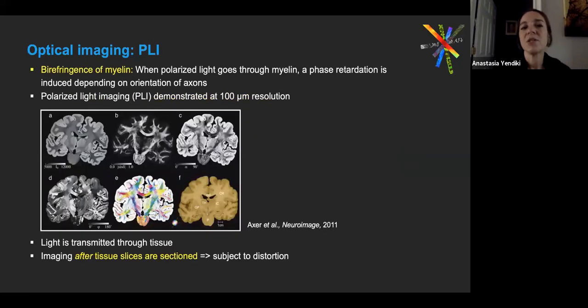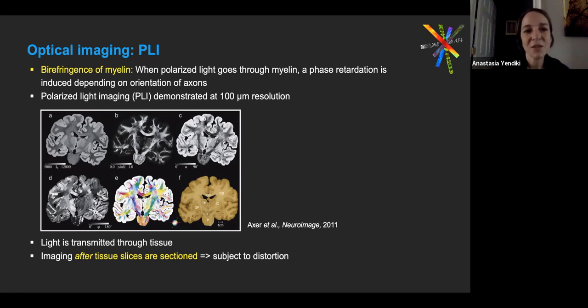So some newer optical imaging methods have been developed in the last decade or so to directly image axon orientations in human brains. These approaches can also be applied to animals, but the important thing here is that they're applicable to human tissue, unlike anatomic tracing. These methods rely on the birefringence of myelin. So when polarized light goes through myelin, a phase retardation is induced that depends on how the axons are oriented at every location.